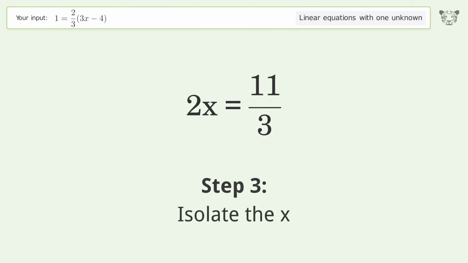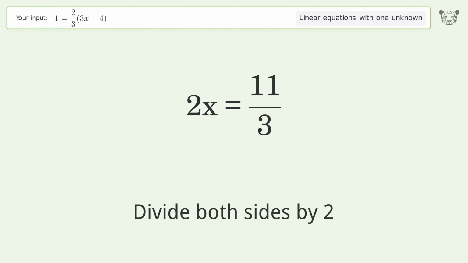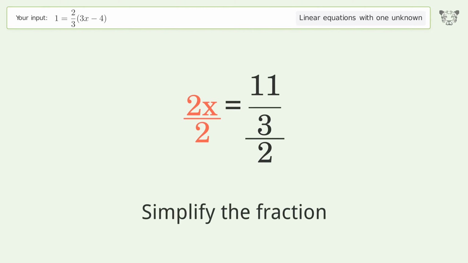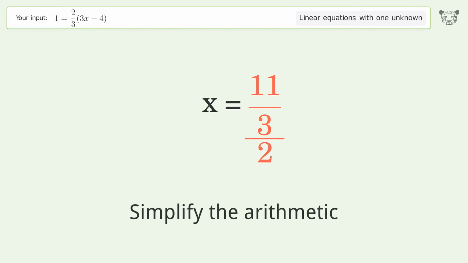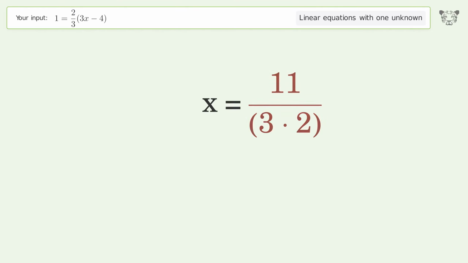Isolate the x. Divide both sides by 2. Simplify the fraction. Simplify the arithmetic. And so the final result is x equals 11/6.